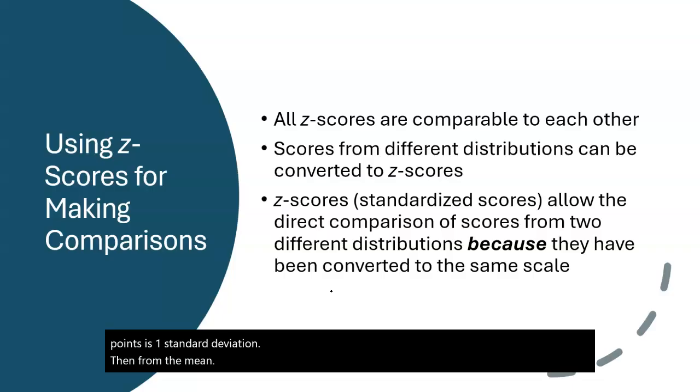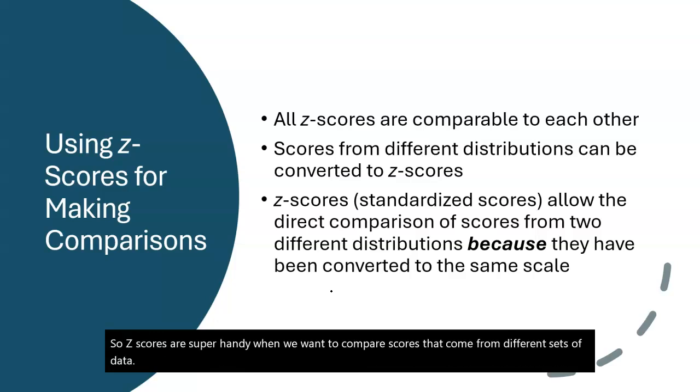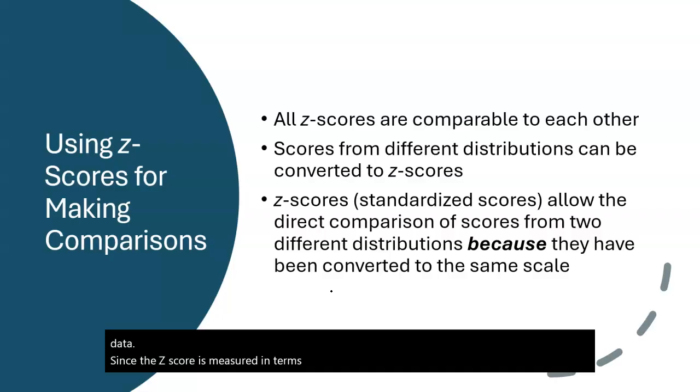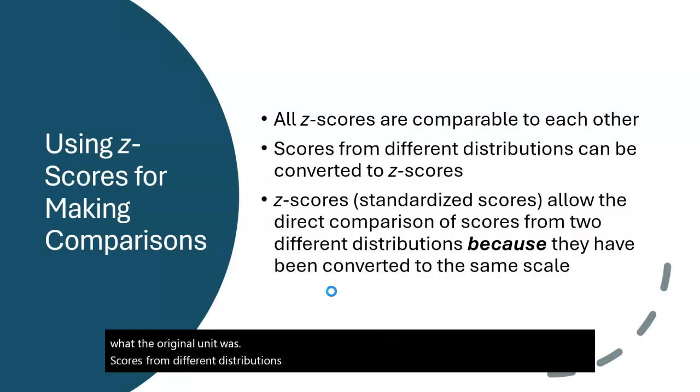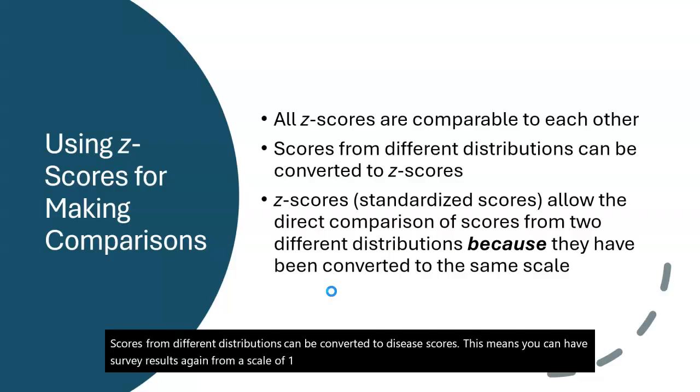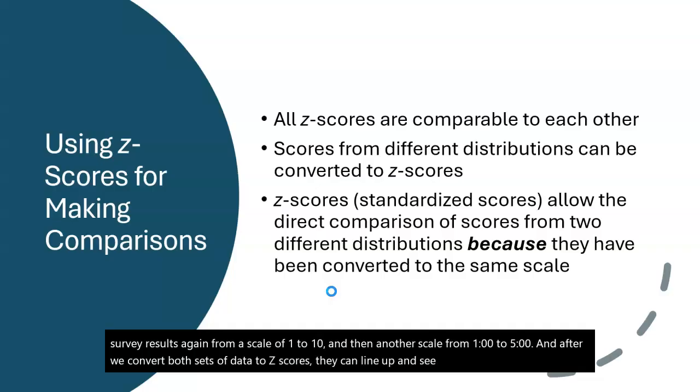So z-scores are super handy when we want to compare scores that come from different sets of data. Since a z-score is measured in terms of standard deviations from the mean, a z-score of +1 always means that a score is exactly one standard deviation above the average, no matter what the original unit was. Scores from different distributions can be converted to z-scores. This means you can have survey results, again from a scale of 1 to 10, and then another scale from 1 to 5. And after we convert both sets of data to z-scores, they can line up and see who's above or below average.